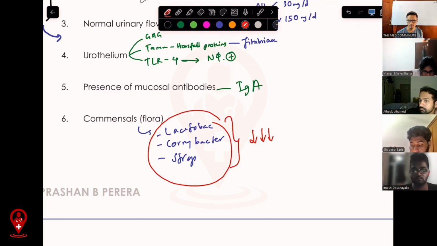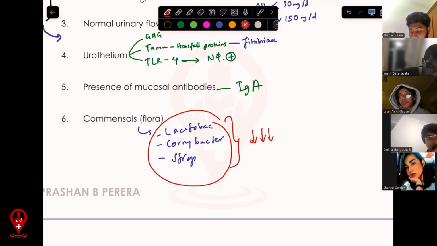Why does a reduction in commensals or good bacteria cause an increase of pathogenic strains? Why? Always have to ask why. Never memorize. Come on, think and tell me. Yes, let's go. Why do you think? There's no competition for resources? Excellent. Competition for resources. This is the reason.